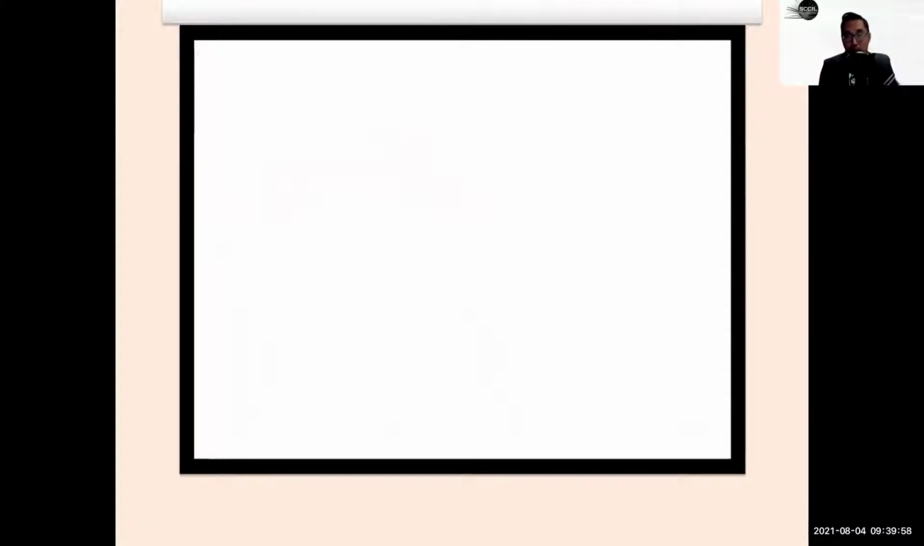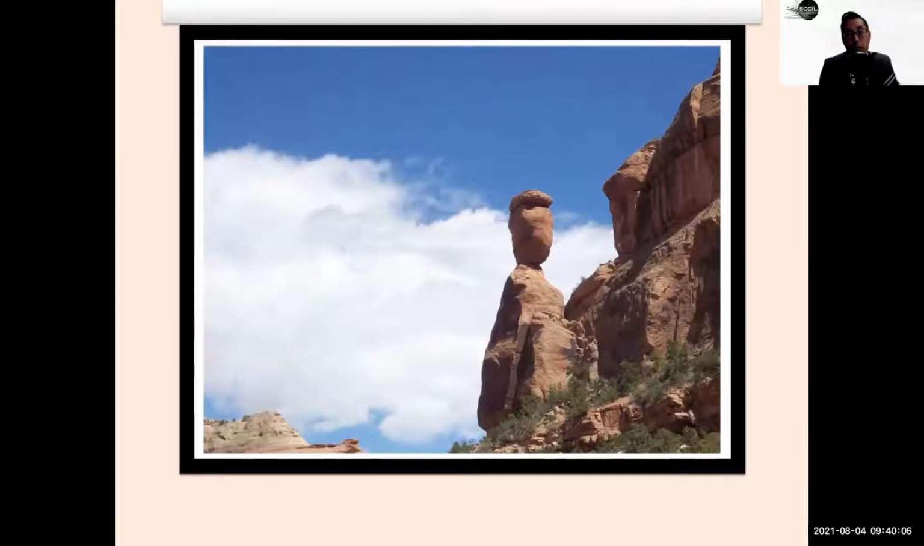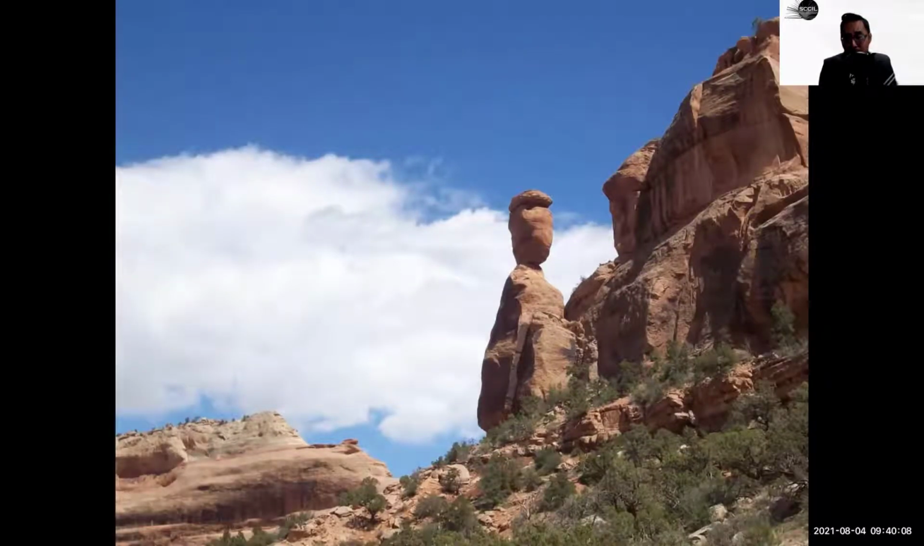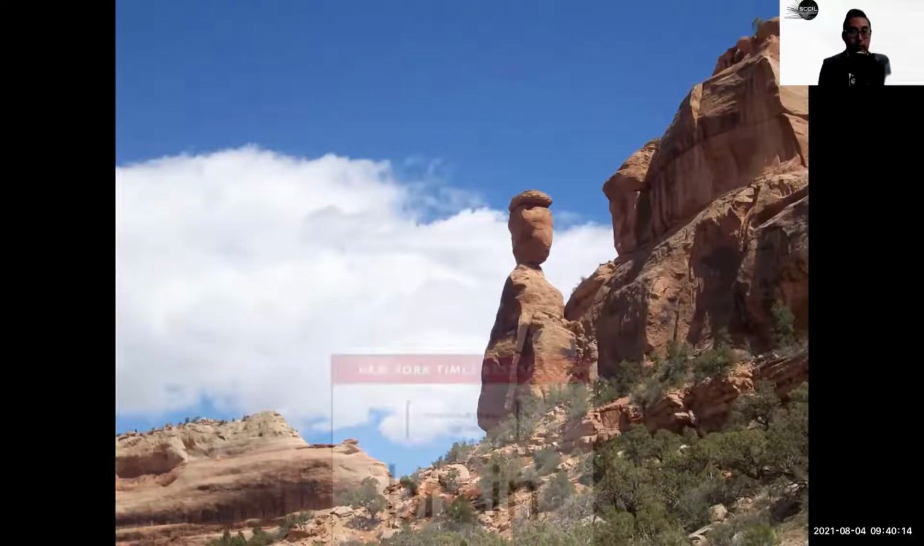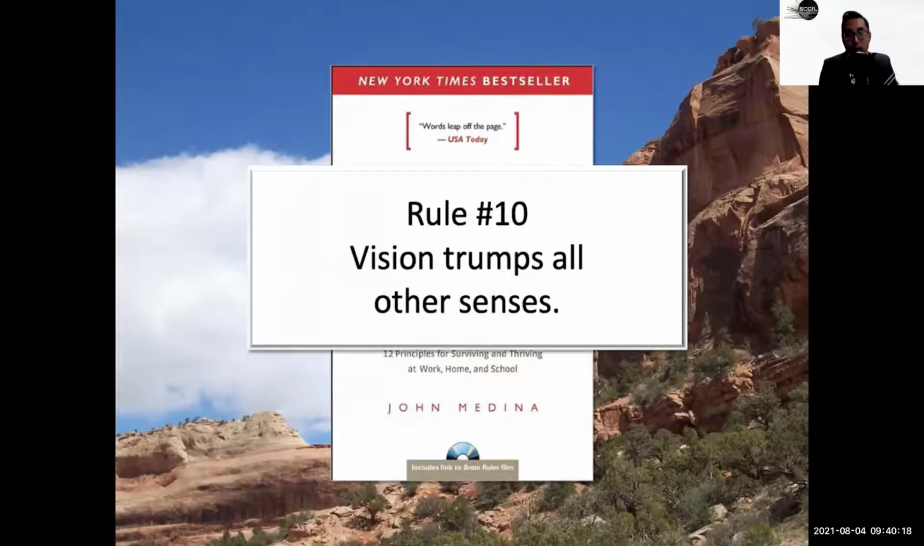Because when you're presenting, you're not just doing a digital version of transparency slides, if you remember those, but it can be a window to take your students on some sort of educational journey, if you will. So on that note, in terms of doing educational presentations, I'm going to bring in another book, Brain Rules. And rule number 10 is vision trumps all other senses. So basically just focusing on the visual aspect of the slides.